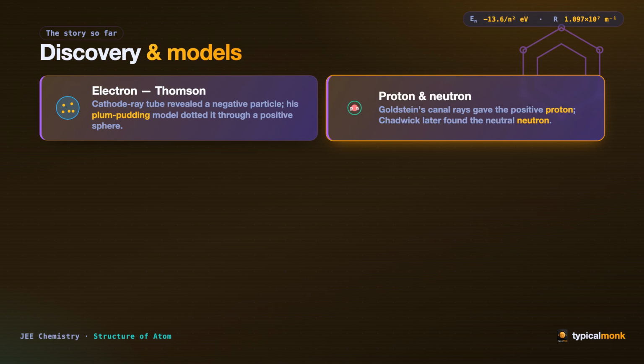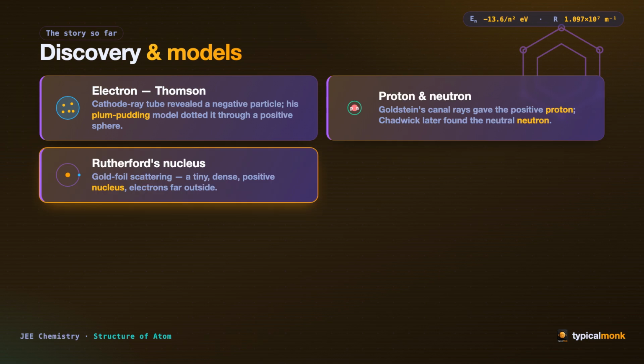Second, the building blocks of the nucleus. Goldstein sent a beam of positive rays the other way and found the proton. Years later, Chadwick found a third particle carrying no charge at all, the neutron. Three particles, one atom. Third, Rutherford fired alpha particles at a thin sheet of gold foil.